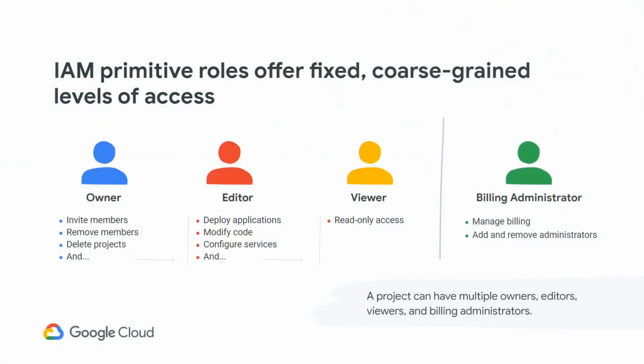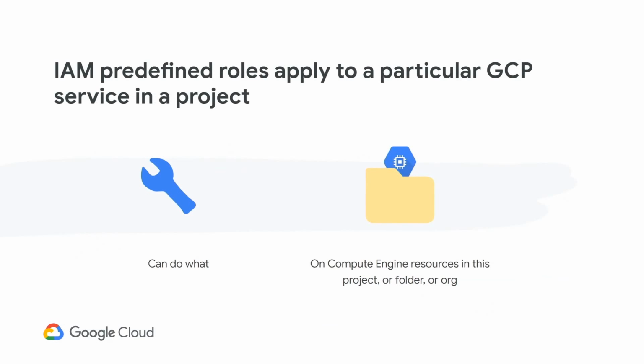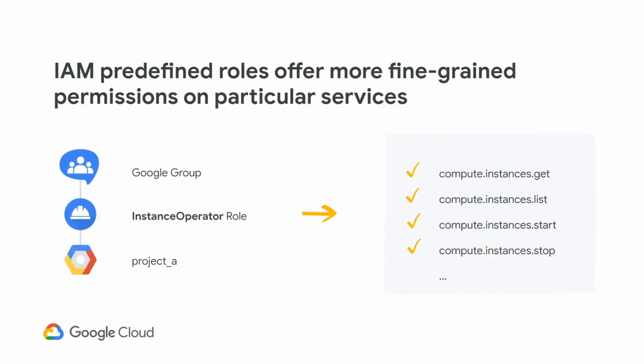So we then say, well, what can they do? What can that user do? Here are the primitives: an owner, an editor, a viewer, or a billing administrator, somebody who can manage just the billing. They get to do certain things. But we can also say, well, I don't want them to have the whole project. I just want them to worry about one part of my system. So we use a predefined role. And then beyond that, we can even build our own custom roles for this.